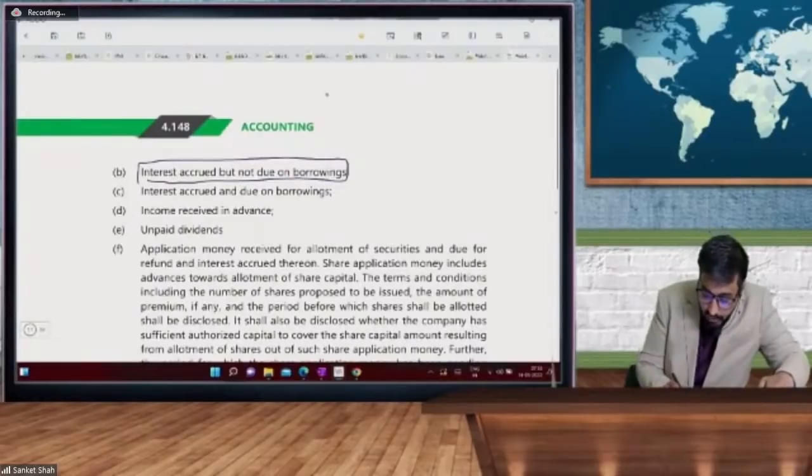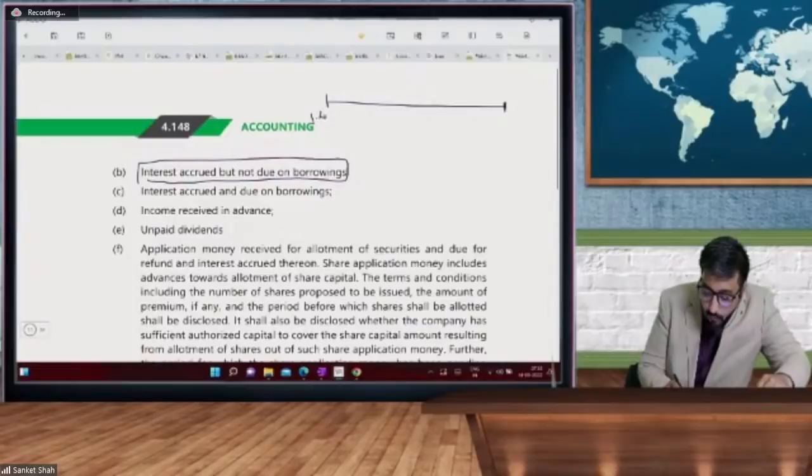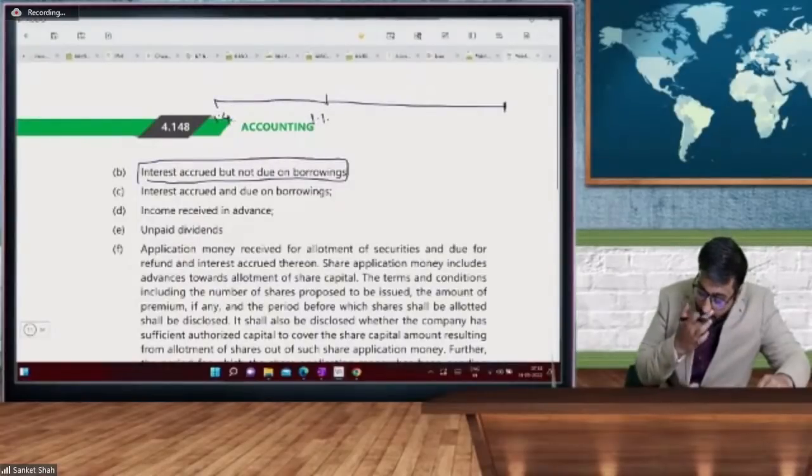Chalo. So, interest accrued but not due, in simple language. See, I have taken a loan. Okay, not on 1st April. Chalo, I will take a loan on 1st of January. My financial year starts from 1st April and ends on 31st March. And this is a 1 year loan, which I'm going to pay on 31st of December.